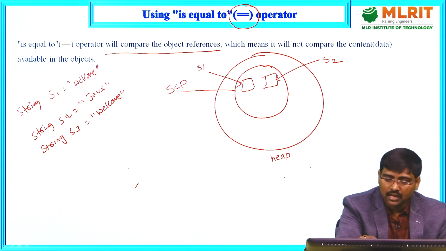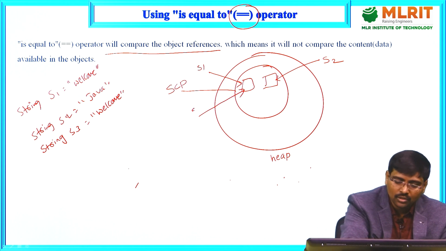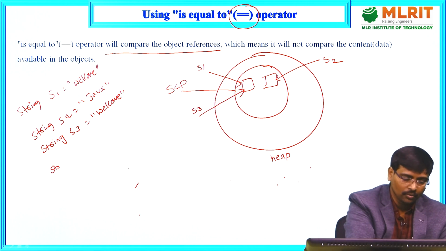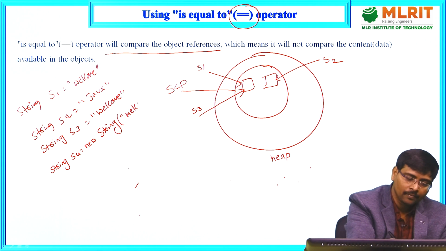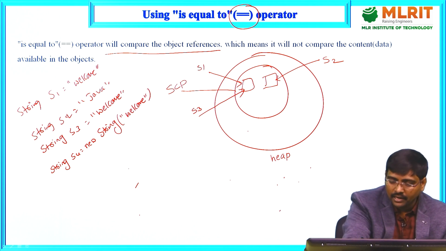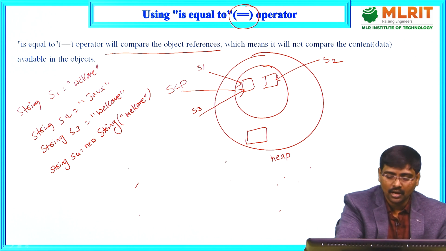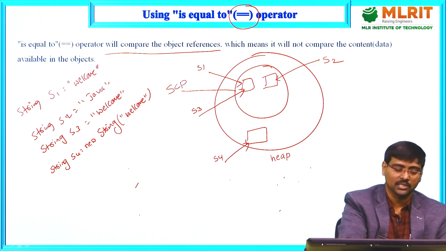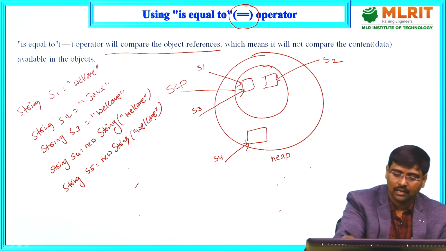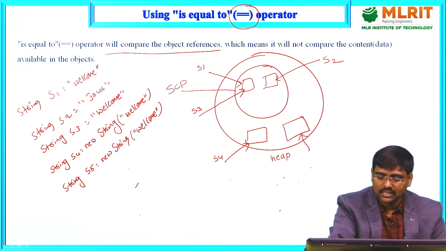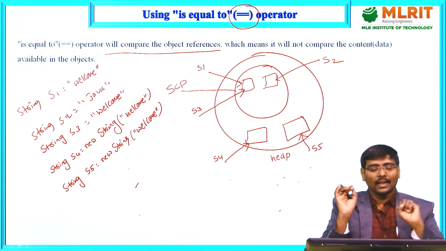Now, String S3 is equal to the same welcome. Now, you know the procedure already. S3 also points to the same existing location. Now, String S4 is equal to new String of welcome. Where is the memory created? Here. Outside the string constant pool, this is pointed to by S4. Now, String S5 is equal to new String of the same welcome. S5 is created here. Okay, like this you can do.